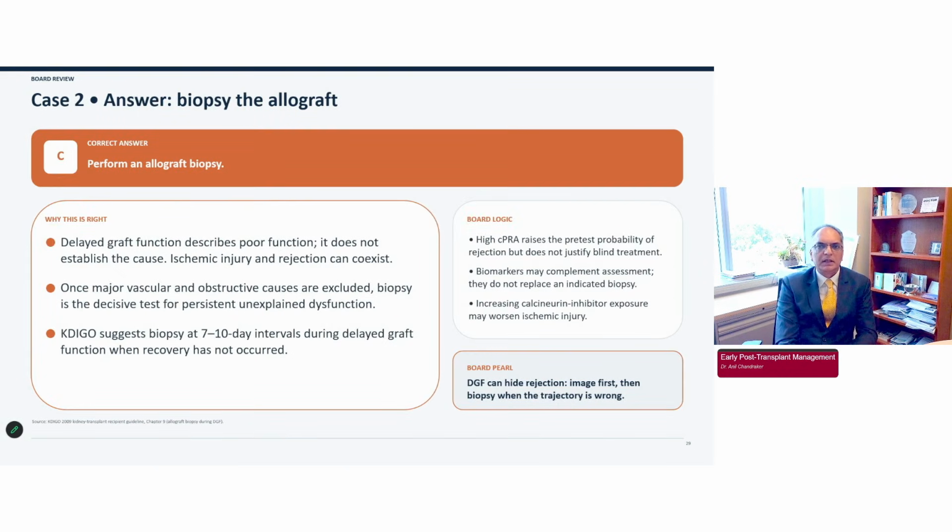Okay, so great. I think most people got this. And yes, it's perform an allograft biopsy. Remember, by day 7, you should really be starting to be concerned that there may be a coexisting problem. So even though delayed graft function might be expected in this patient, first of all, delayed graft function does not protect the kidney from having rejection, even though there is no function there. And once major vascular and obstructive causes are excluded, biopsy is the key test for unexplained dysfunction.